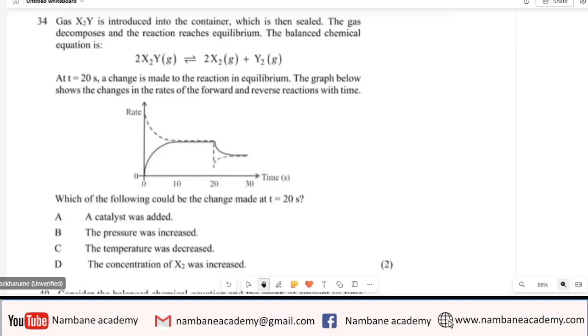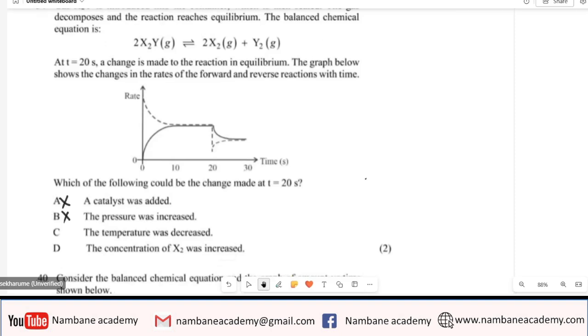So the spike is facing down. Is it catalyst? A catalyst increases both forward and reverse, so the catalyst will be out. Now, the pressure was increased. If this is facing down, it must be a decrease. Now, the concentration of X2 was increased. It's facing down, so it must be what? The temperature was decreased. So the answer for that one will be C. Okay.